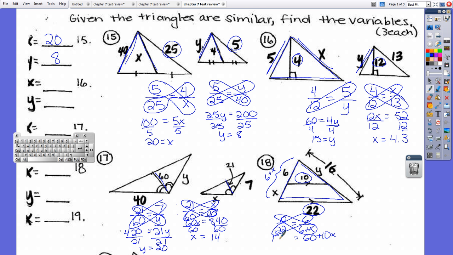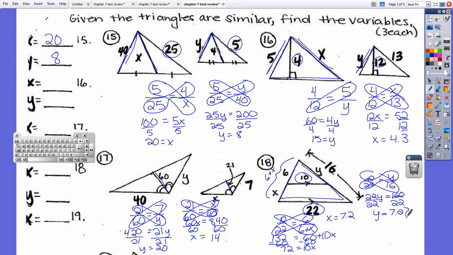I subtract 60. I get 72 equals 10x. Divide by 10, I get x equals 7.2. Do the same thing for y. I have 10 over 22 equals y over 16. Multiply across, that gives me 22y, and 10 times 16 equals 160. Divide by 22, divide by 22, I get y equals 7.27.